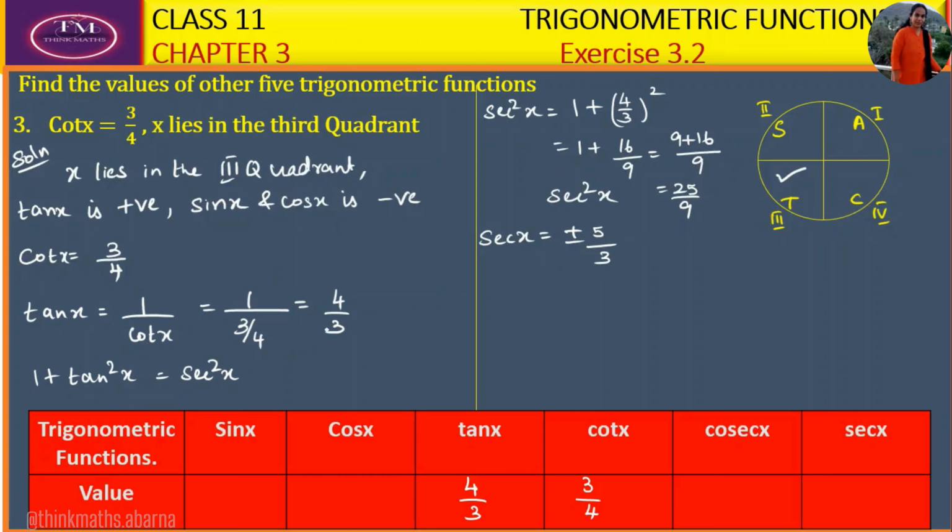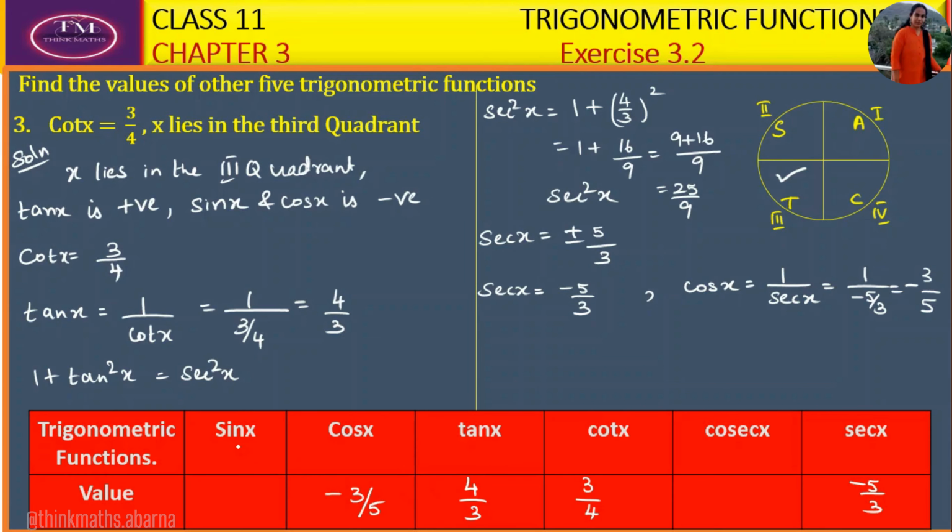So what about secant x? As cos x is negative, secant x will also be negative. So secant x is minus 5 by 3. Now if you find secant x, cos x equal to 1 by secant x, which is equal to 1 by minus 5 by 3. So minus 5 by 3 will become minus 3 by 5. So we found cos x, which is minus 3 by 5.